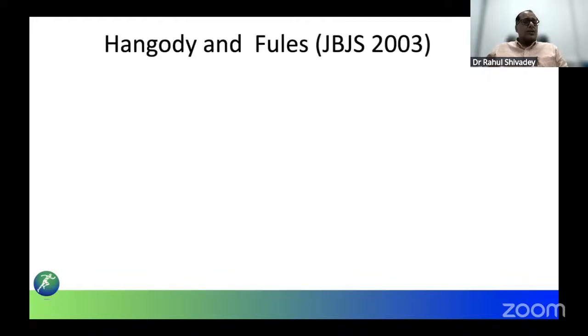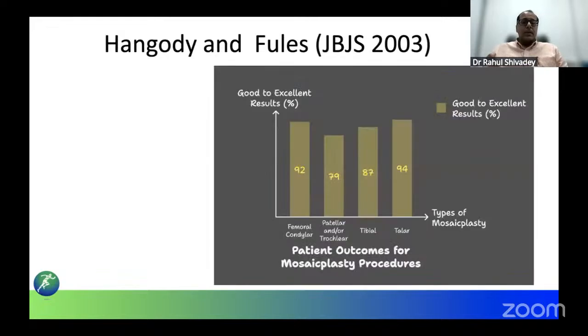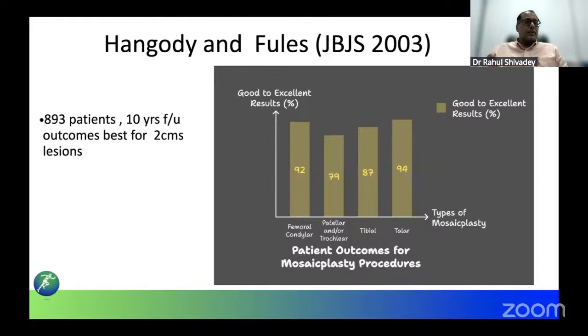Going back to 2003, Hangody and Fules published results of 893 patients whom they followed for 10 years. They reported excellent results in the femoral condylar area. Patella and trochlea were the bad child in the room, at 79%. They got good results for a low volume of tibial condylar transfers and even for talar osteochondral lesions.